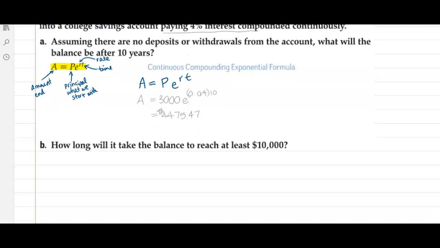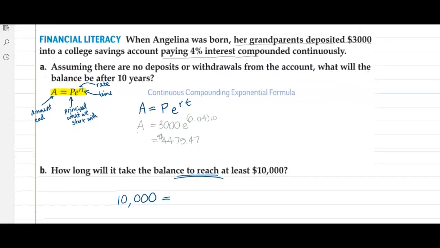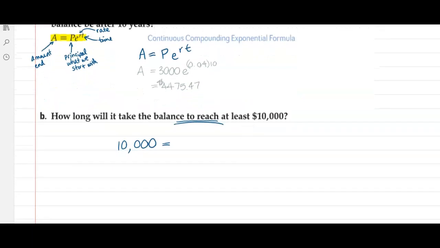Sometimes they say, how long will it take for the balance to reach? That means, when will it end up being $10,000? So maybe Angelina was really excited on her 10th birthday that she already had $4,400. But she says to her grandma and grandpa, well, when do you think it'll grow to be 10,000? So we put 10,000 in our final amount. We know we started with 3,000. We know it's compounded continuously, so we say e, 0.04 for our rate, but we don't know the time.